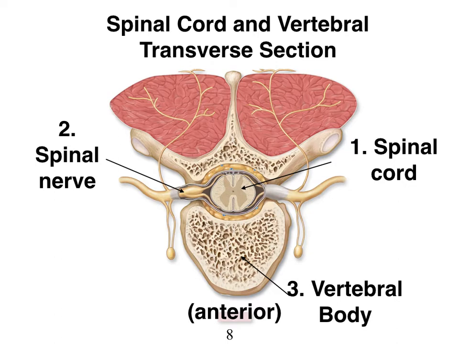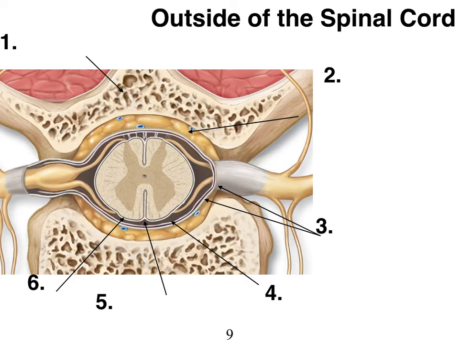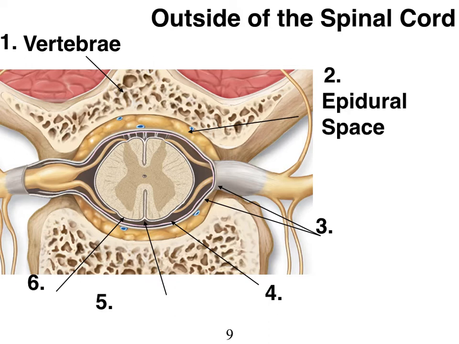So let's take a look at a zoomed-in picture of the spinal cord to see the structures, once again, that protect it and find one more layer. So starting at the outside of the spinal cord, we have the bone that surrounds the spinal cord, which is known as a vertebra. Then deep to the vertebra is a space which is outside of the dura mater. We call that the epidural space, and it is filled with adipose tissue, which we call epidural fat.